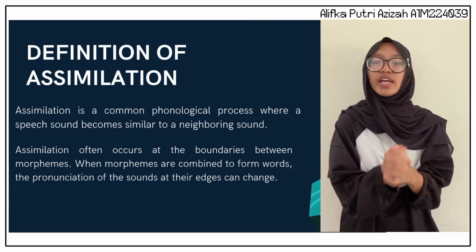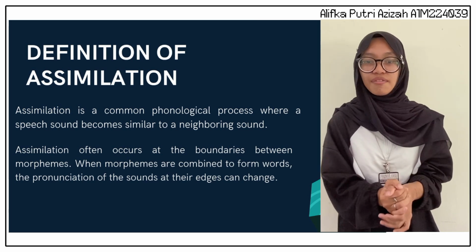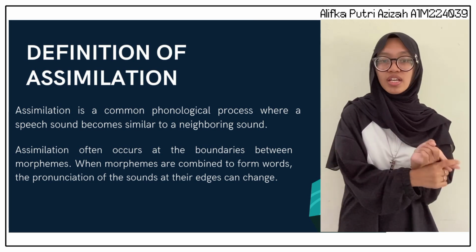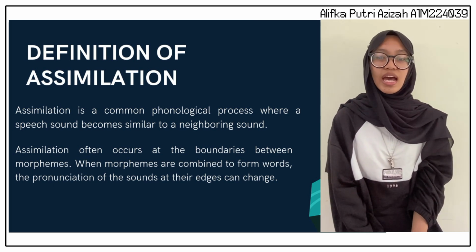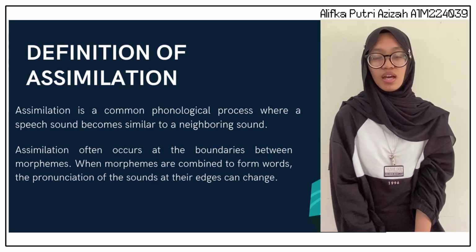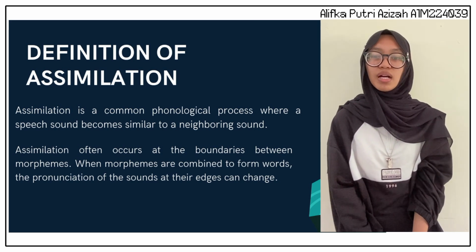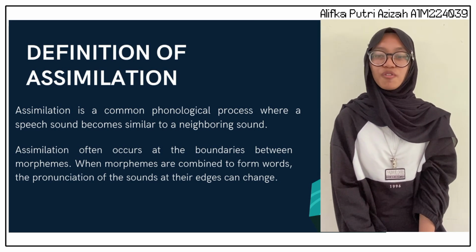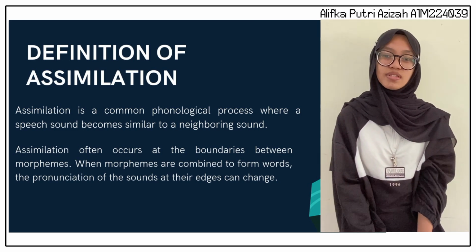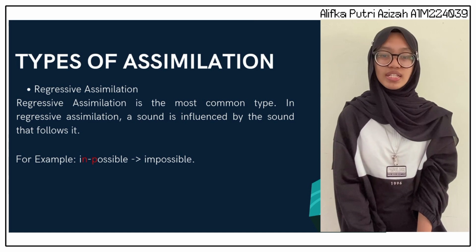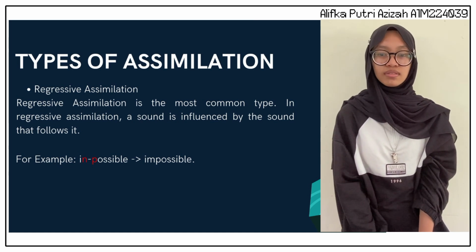become similar to a neighboring sound. These changes can affect a sound's place of articulation, manner of articulation, or voicing to make it easier to pronounce, especially in rapid speech. Assimilation often occurs at the boundaries between morphemes. When morphemes are combined to form a word, the pronunciation of the sounds at their edges can change. There are three types of assimilation.